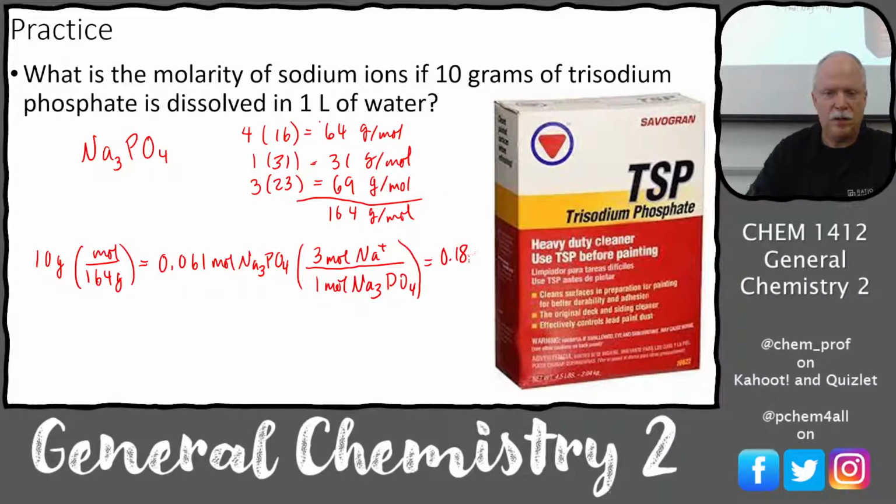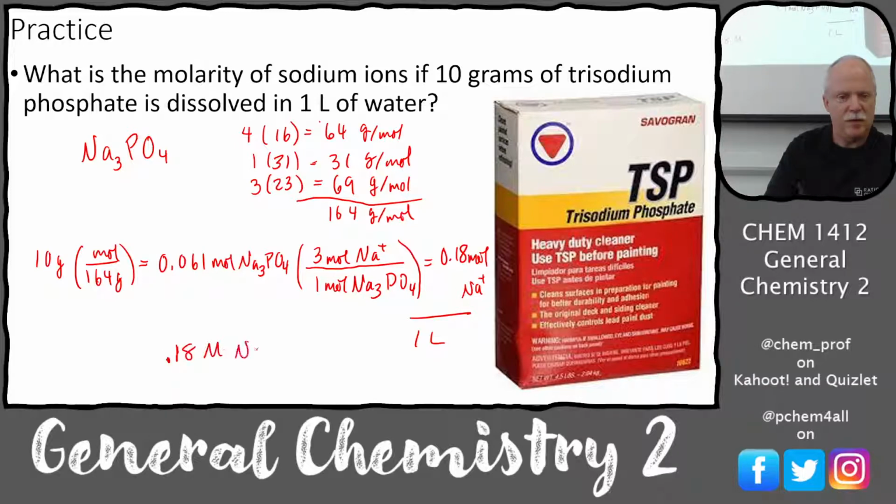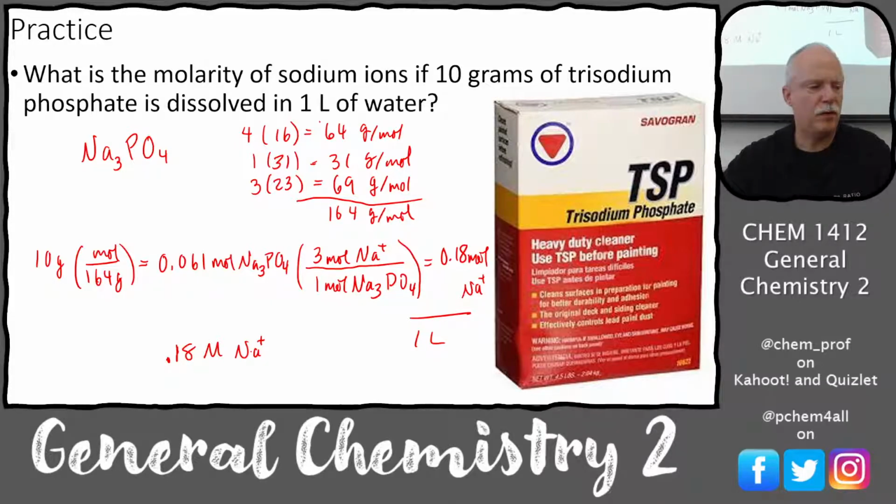Okay. And then this is divided by 1 liter. So that's the molarity. So it's 0.061 molar sodium phosphate. It's 0.18 molar sodium ions. Okay. Any questions on that? Pretty straightforward. There'll be more practice problems. Yeah, so we'll put some on the homework.